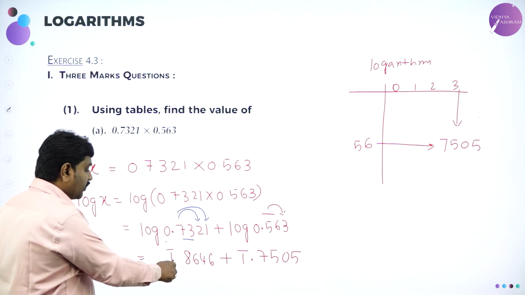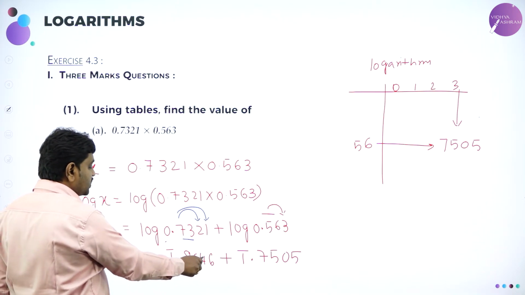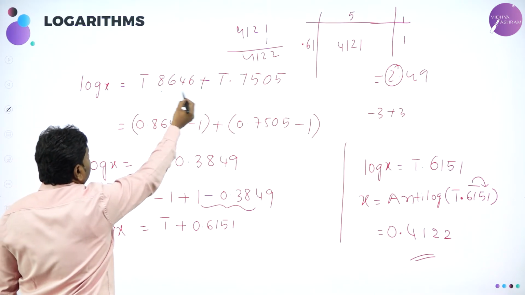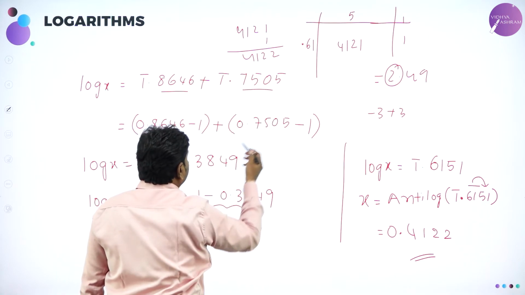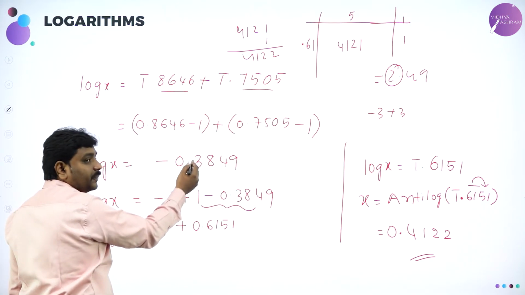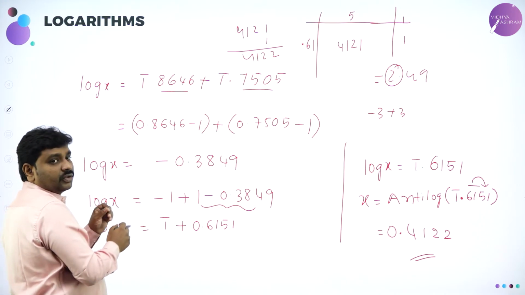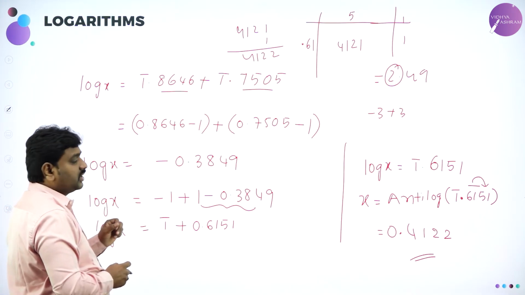Now how to write? Bar 1 means 0.8646 minus 1. So bar 1 means this decimal minus 1. Here, this decimal minus 1. Use the calculator, you will get this total. And this is negative. Log x cannot be negative. So to make it bar method, what should you do?